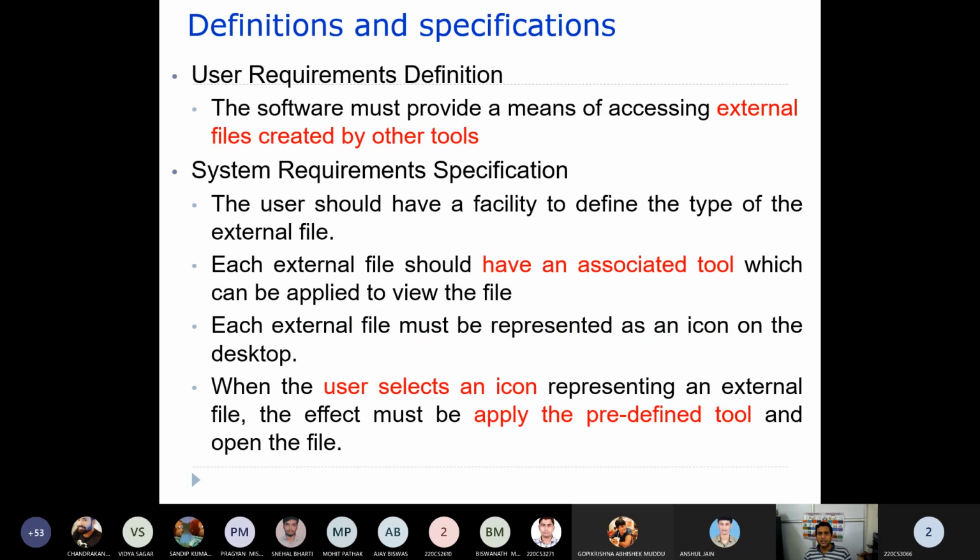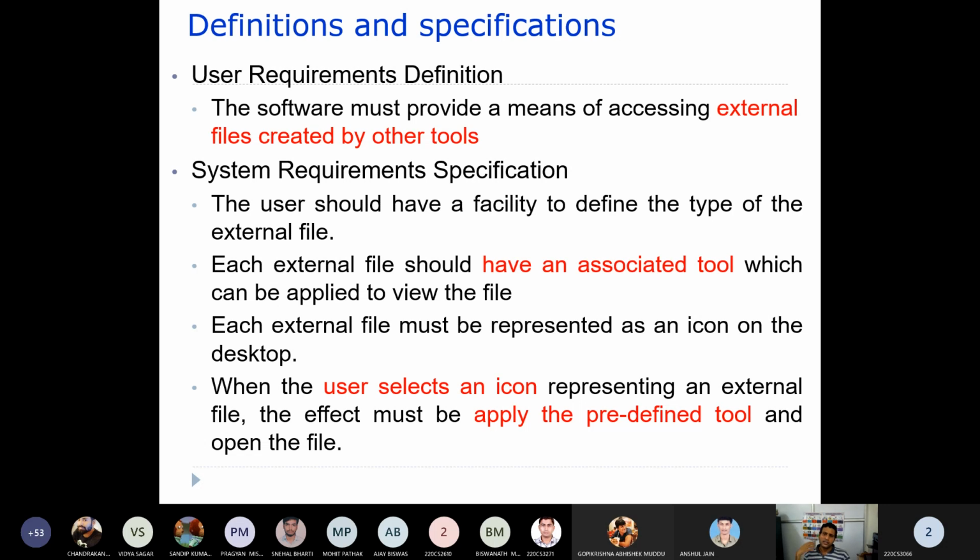Now let's take an example through which you can easily understand how the user requirement definition and the system requirement specification work. As I told you, the user requirement is a natural statement in natural language. Let's say you have a software. The software must provide a means of accessing external files created by other tools.